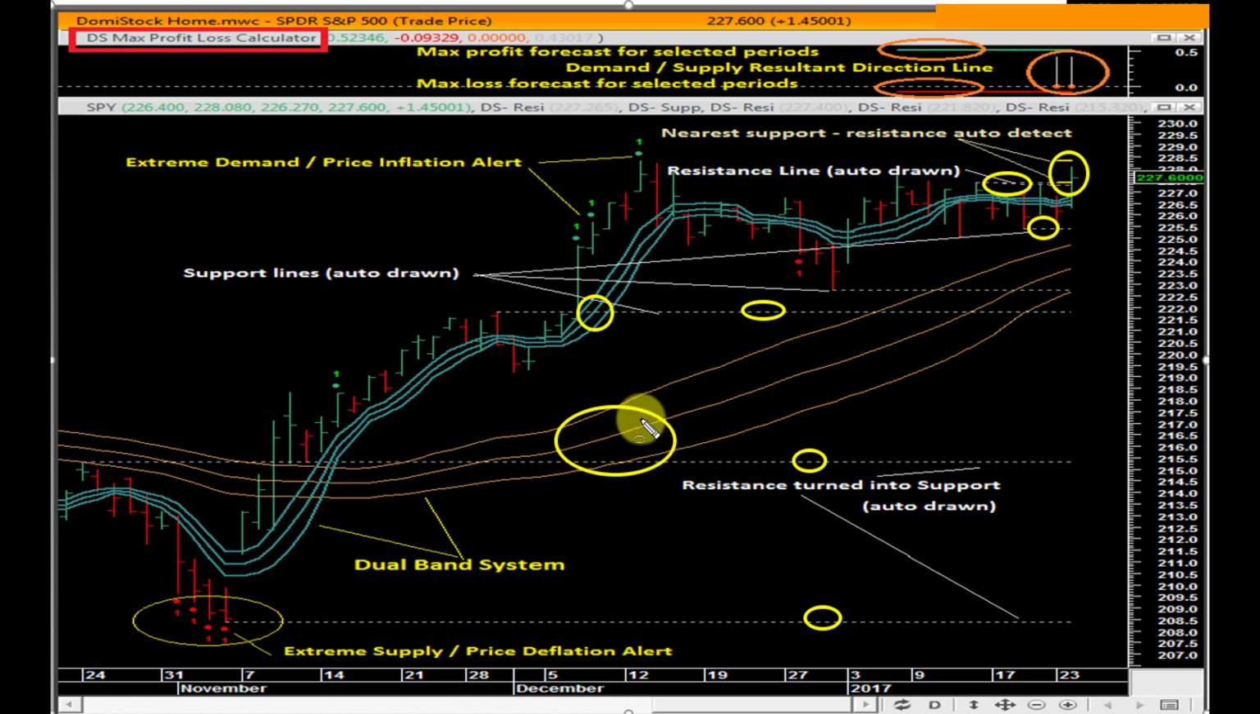Finally, the main window of the dual band trading system's template includes the extreme demand, or price inflation alert symbols, and the extreme supply or price deflation alert symbols. The upper window of the template plots the maximum profit-loss calculator. You can learn more about the calculator by visiting the Maximum Profit-Loss Calculator lesson.